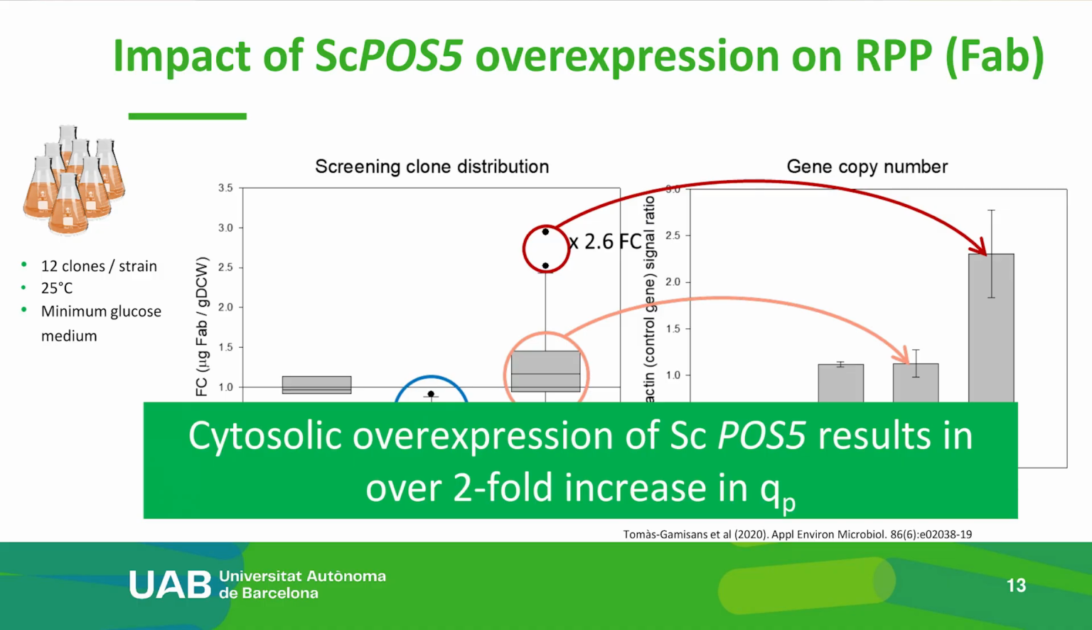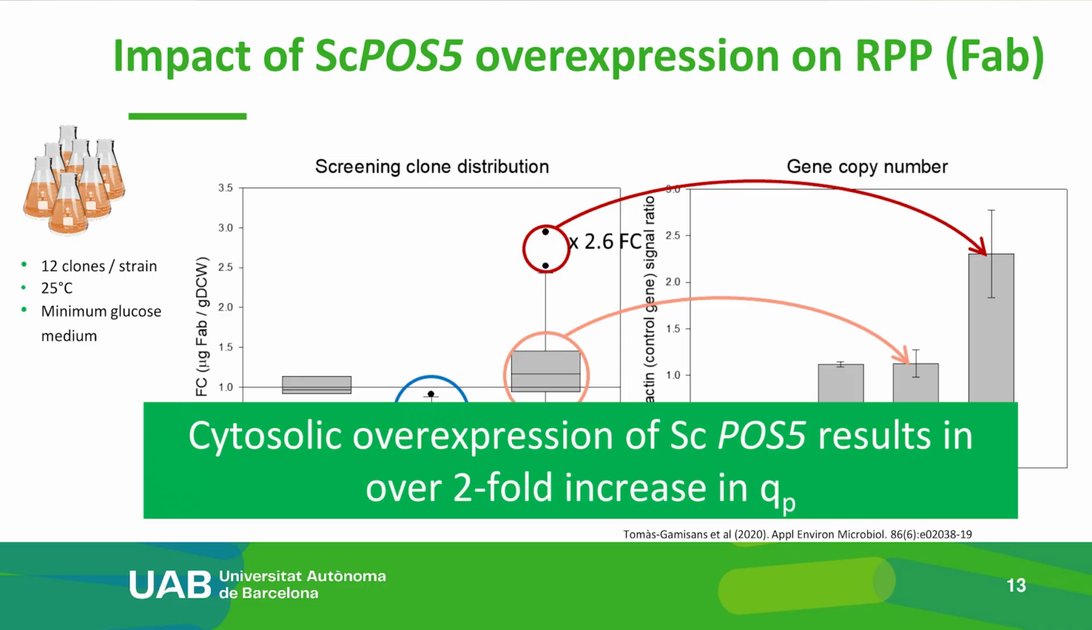We didn't see any difference in production, but with the cytosolic overexpression of POS5, we could see that some of the clones were producing 2.6-fold higher fat production. And we realized that those clones were actually harboring 2 copies of the POS5 gene.